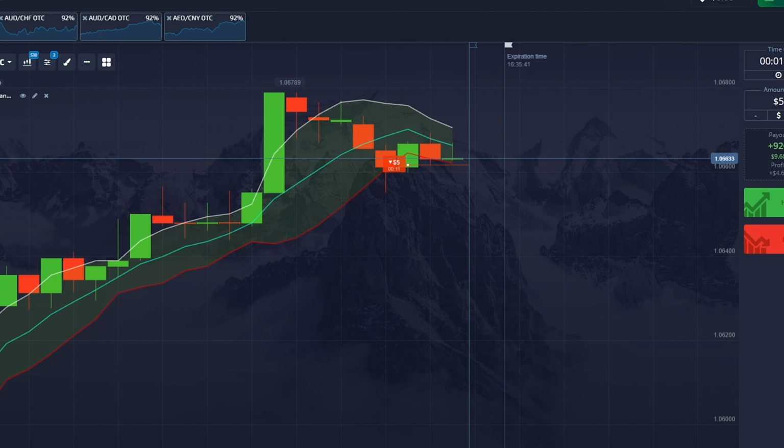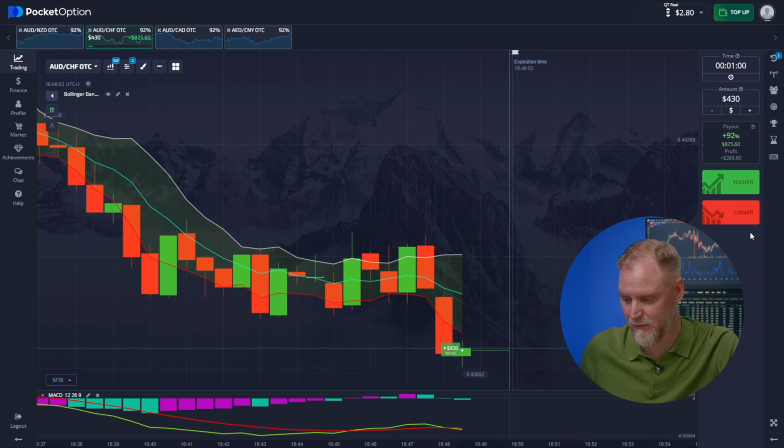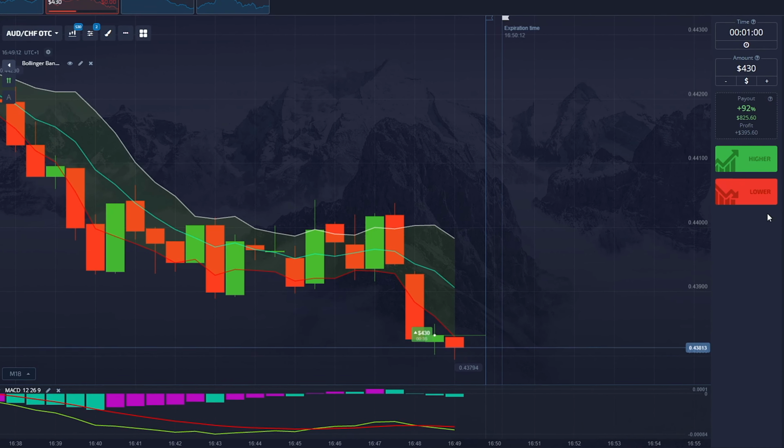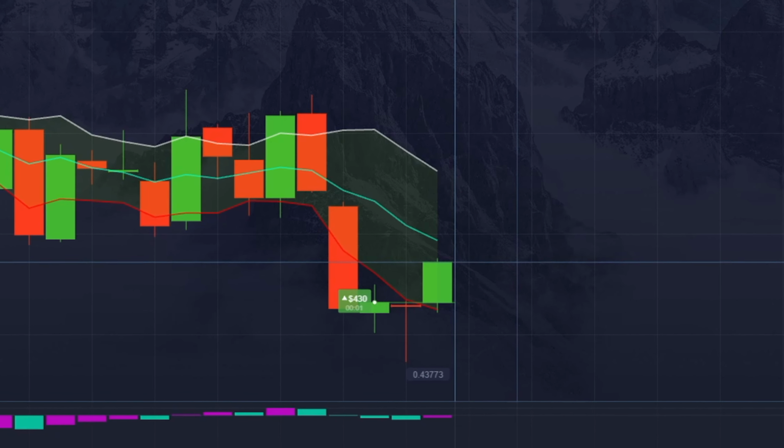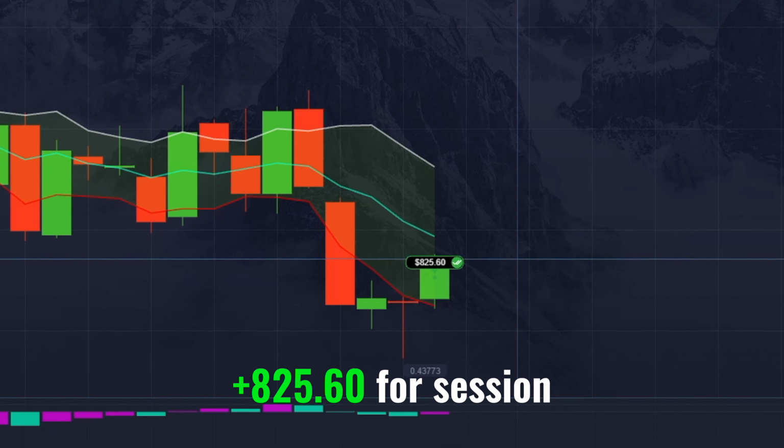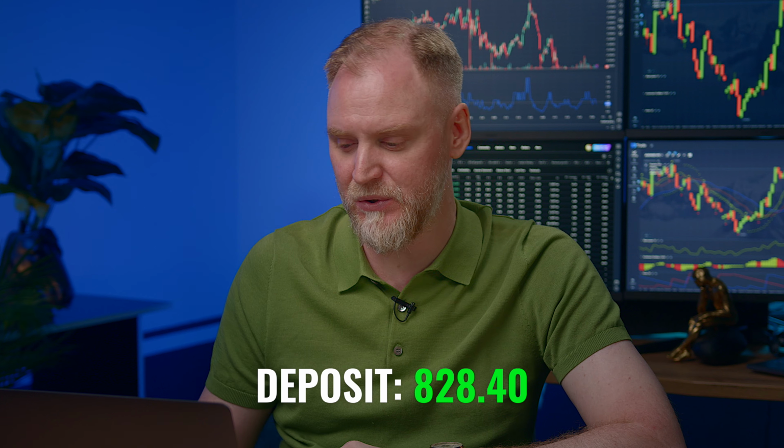My deposit just went up again. So we'll focus on the Aussie and Swiss pair, and the investment amount is now 430. I'm expecting it to go up. Hit it. And there we go. Price drop, thanks to the bears, dipping below the lower Bollinger Bands, and I think that's the last of the downward trend before bulls take over. I nailed the direction again, and my deposit is now 825.